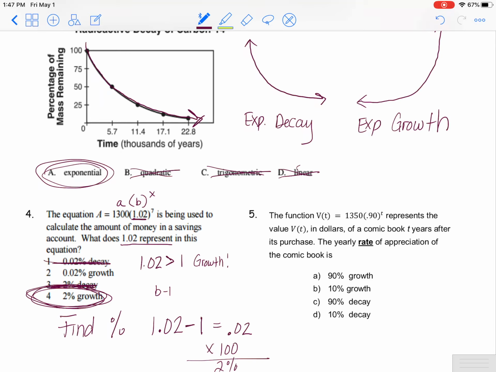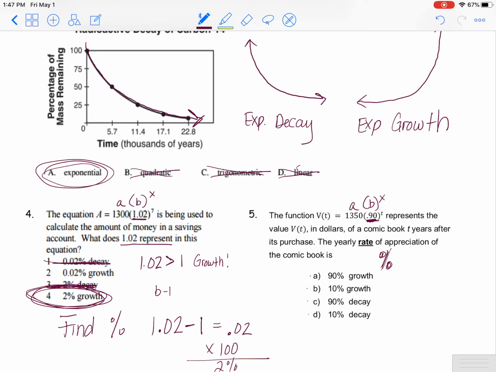All right, question 5. Given this function, it looks an awful lot like what we did before. Which one represents the value in dollars of a comic book 2 years after its purchase? The yearly rate of appreciation of a comic book is, well, if I look at each one of my answers, it's asking to find the percent.